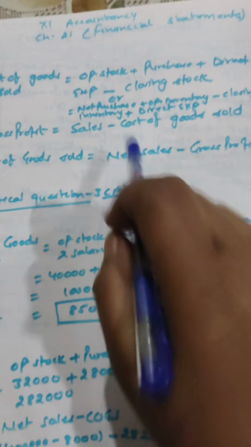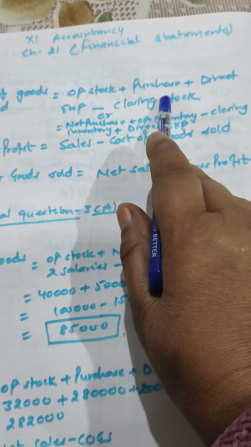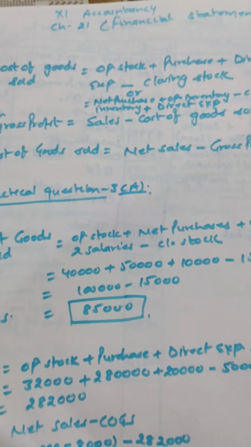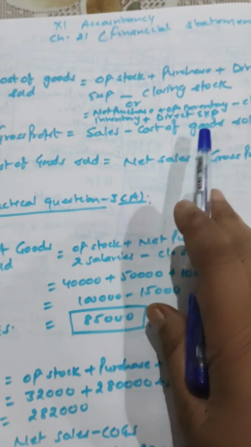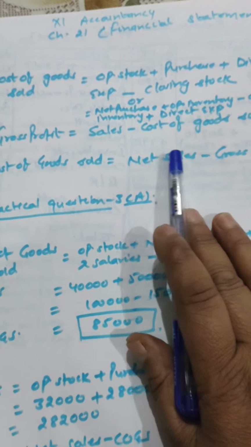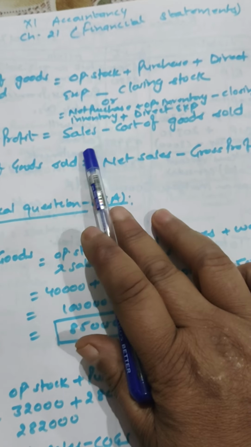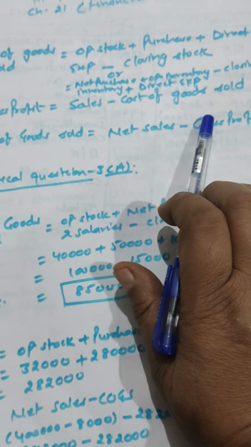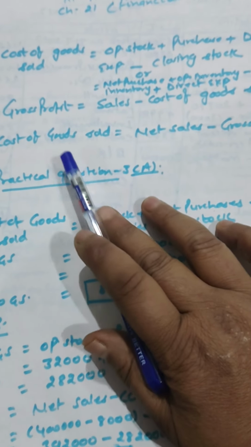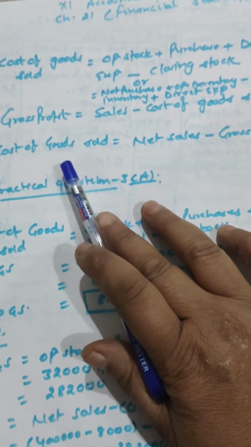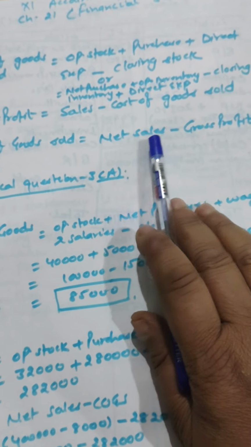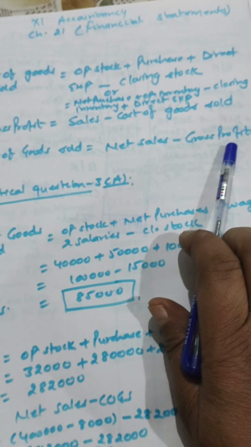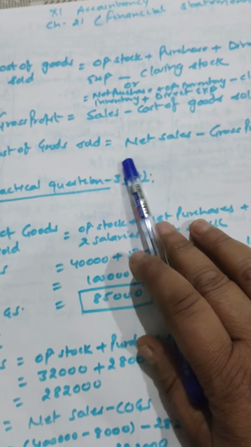The formula for this is opening stock plus net purchase plus direct expenses minus closing stock. If we talk about net purchase, it means purchase minus purchase return, right? Gross profit is equal to sales minus cost of goods sold. Means if selling price is more than cost of those goods, it will be gross profit. And on the other hand, cost of goods sold we can calculate by subtracting gross profit from net sales. If these two items are given, even then we can calculate cost of goods sold.